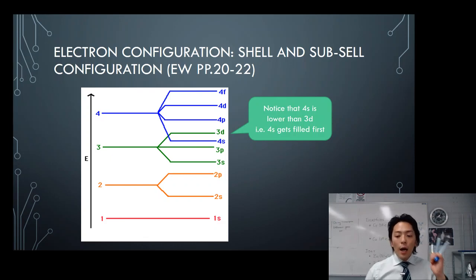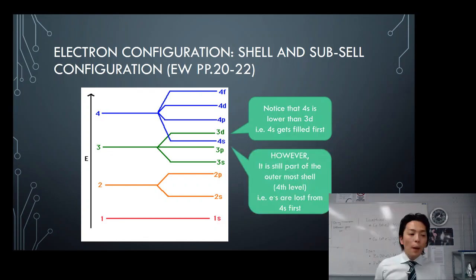But another thing about 4s and 3d is that the 4s subshell is still part of the 4th main shell. Therefore, when the electrons are taken away, as you know, electrons are taken away from the outermost shell. So 4s shells lose electrons first. Then you start taking electrons from 3d afterwards.